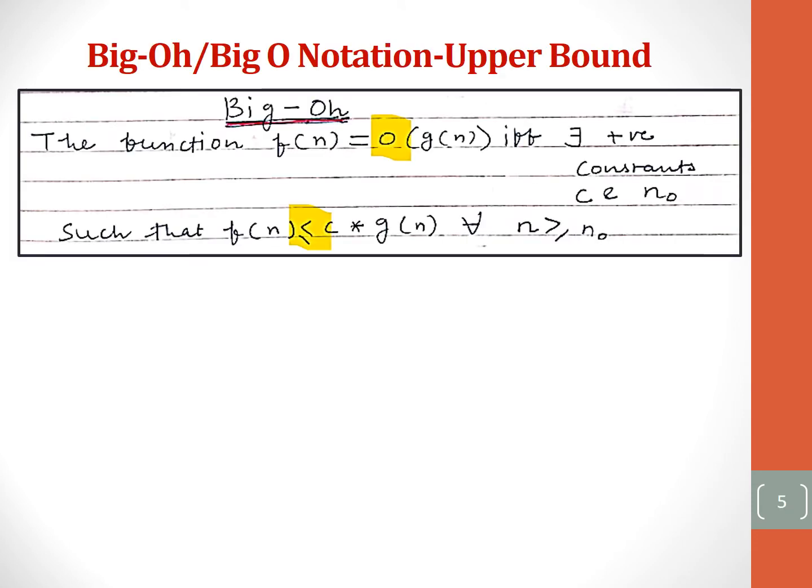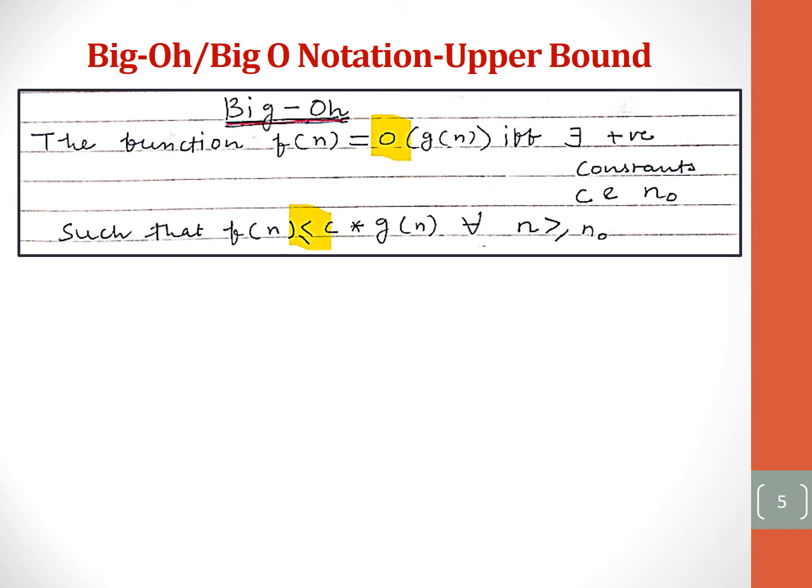Now let us understand the big O notation, that is for the upper bound. So big O notation we can define, it is for upper bound. So the function f of n equals O of g of n if and only if there exist positive constants c and n0 such that f of n is less than or equal to c times g of n for all n greater than or equal to n0. Now let us understand what I have written here.